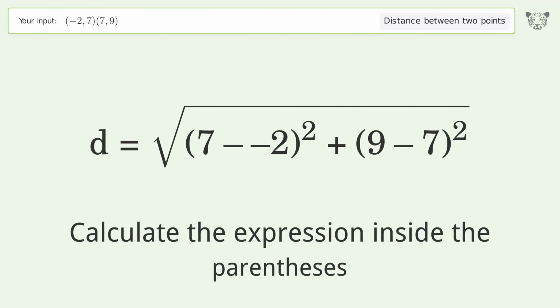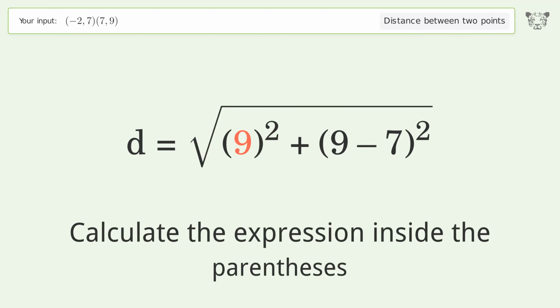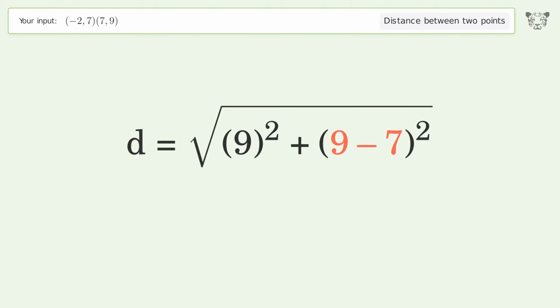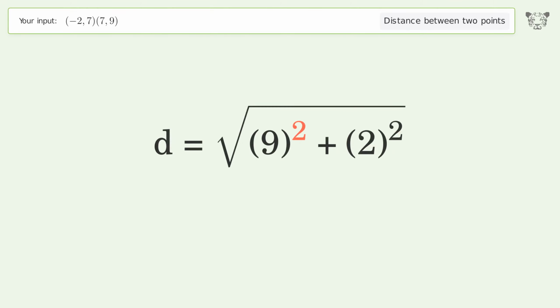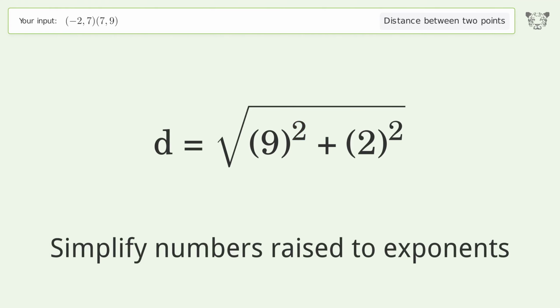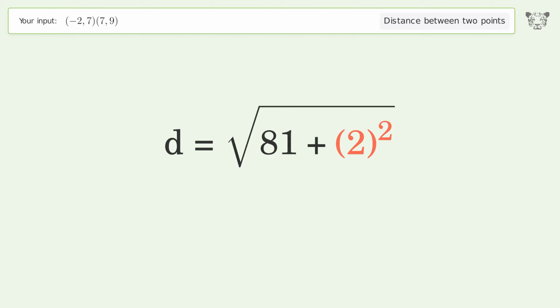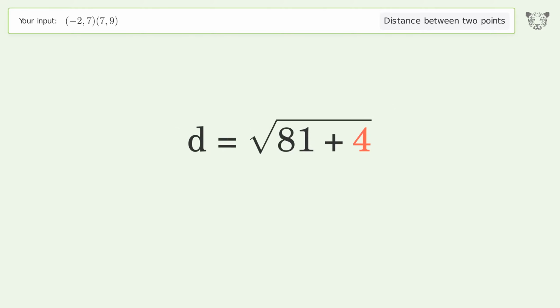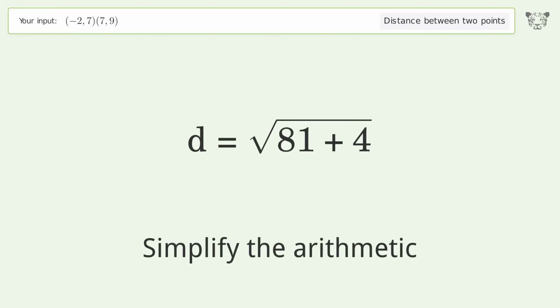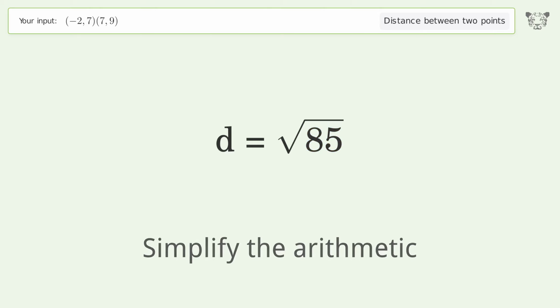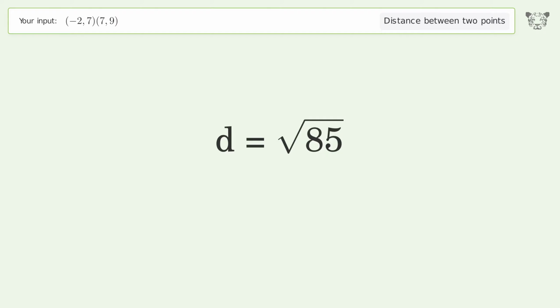Calculate the expression inside the parentheses. Simplify numbers raised to exponents. Simplify the arithmetic. And so the distance between the 2 points is the square root of 85, or 9.22.